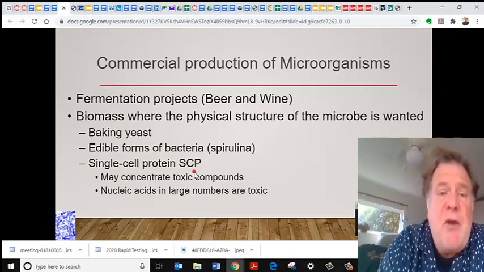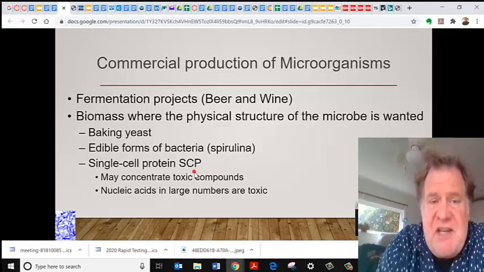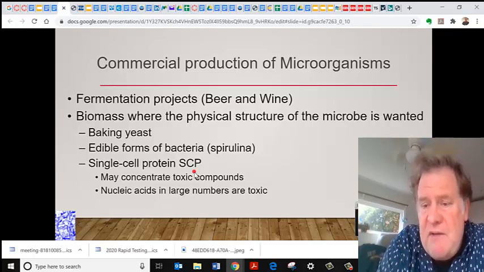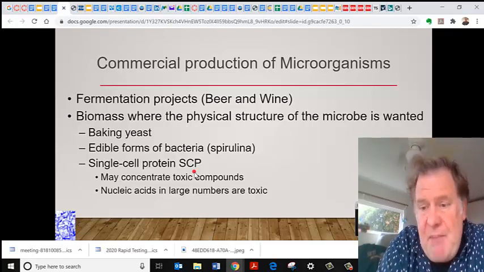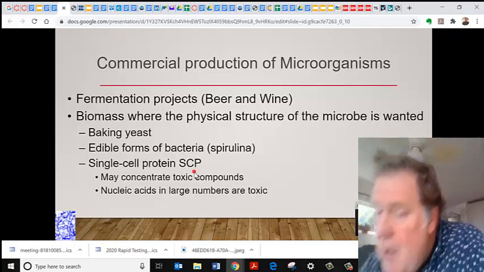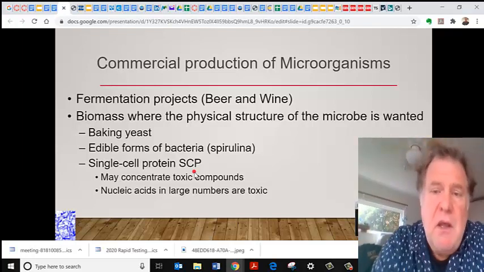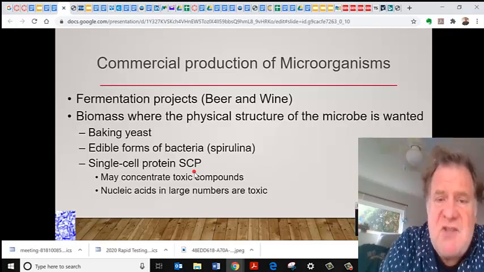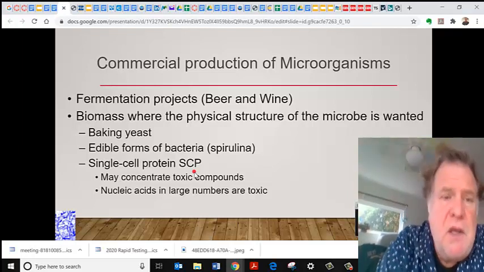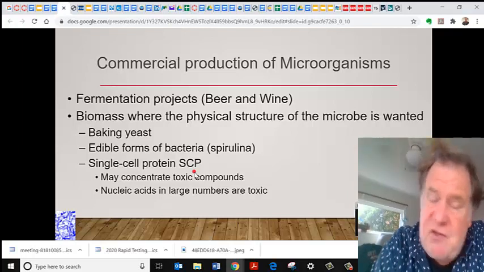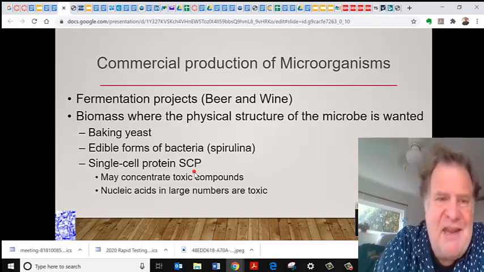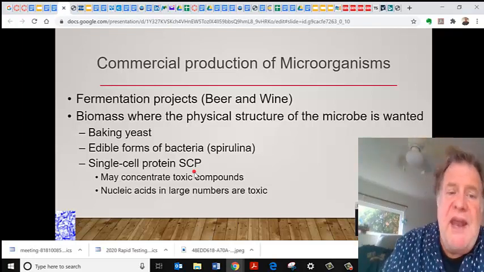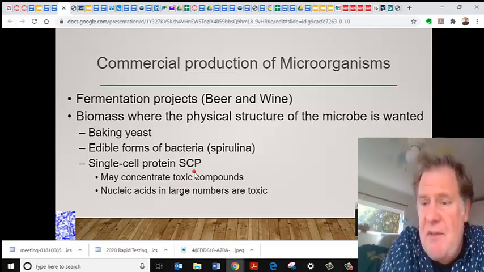We produce lots of microorganisms commercially. Fermentation projects, including beer and wine, are multi-billion-dollar industries that we have a lot of. Napa Valley in the Bay Area here is very important, and I would consider that part of our biomanufacturing. We also have some biomass where the physical microbe is actually the thing that we want. And so in the Bay Area here, we produce bakers and brewers yeast that people use. There used to be a Red Star factory on Highway 80, but that's no longer there. We can actually use microorganisms to produce edible proteins.